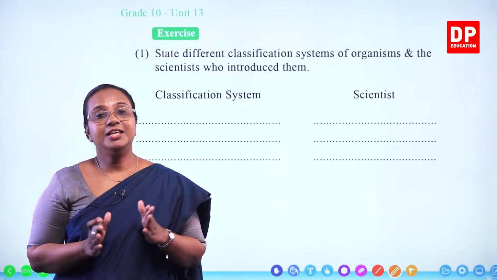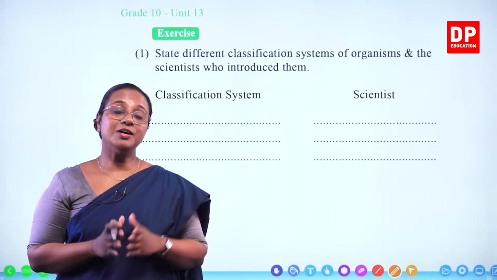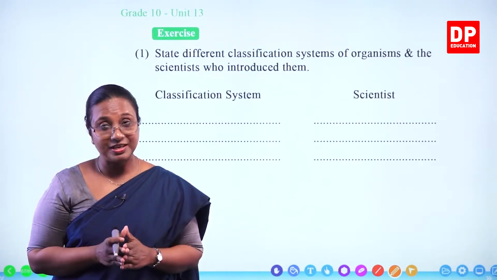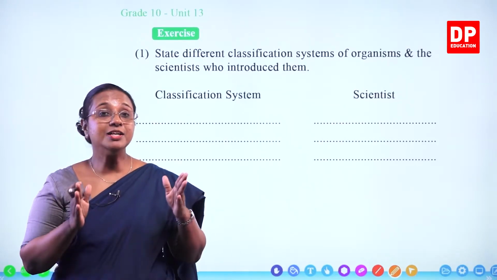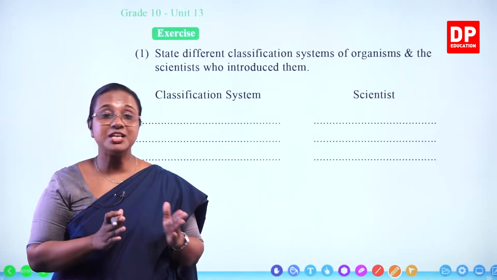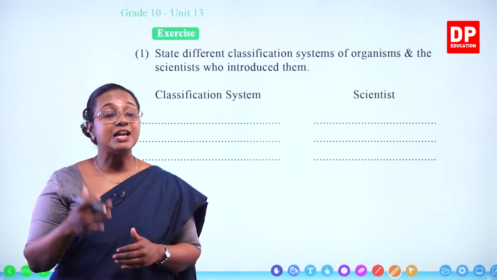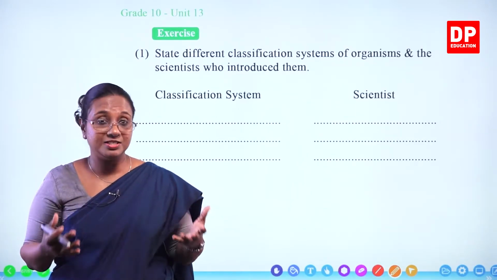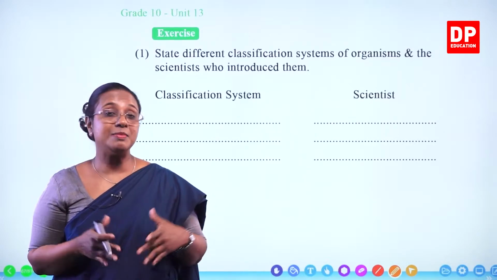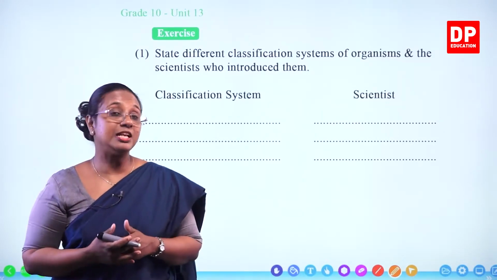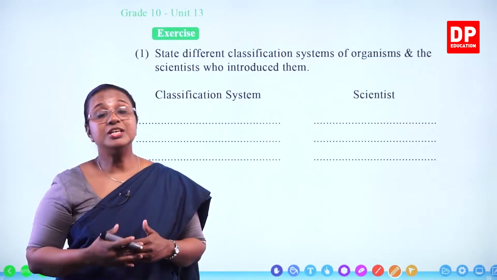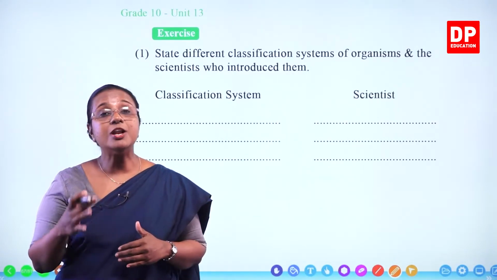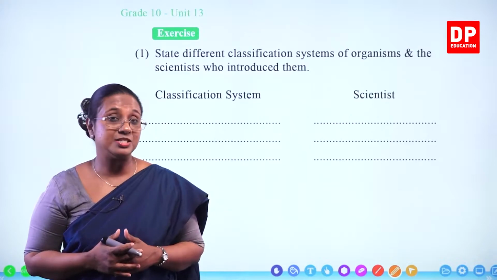In Unit 13 of the Grade 10 Science textbook, we discussed classification and nomenclature. You are familiar with the two main types of classification, natural and artificial. Natural classification is the most accepted one because it shows the evolutionary relationships among organisms as well as the natural relationships between organisms of the same species.